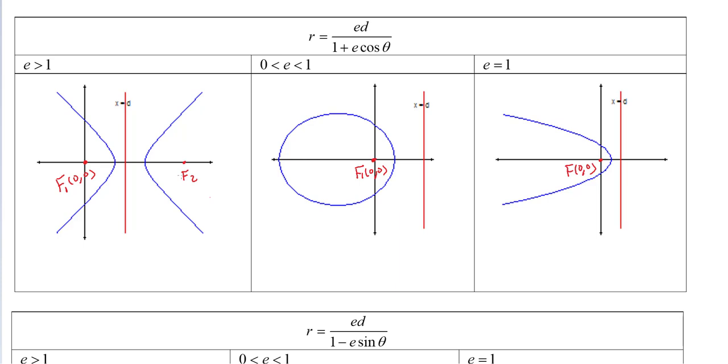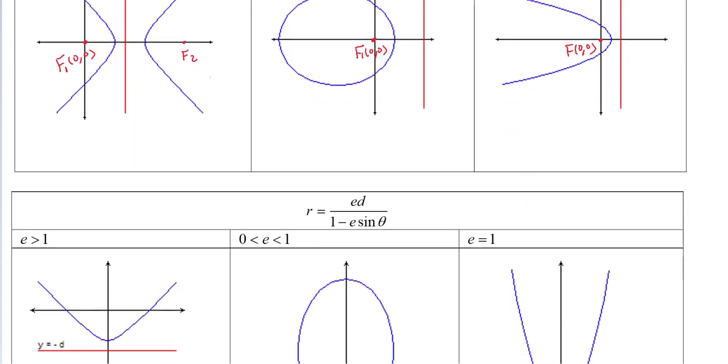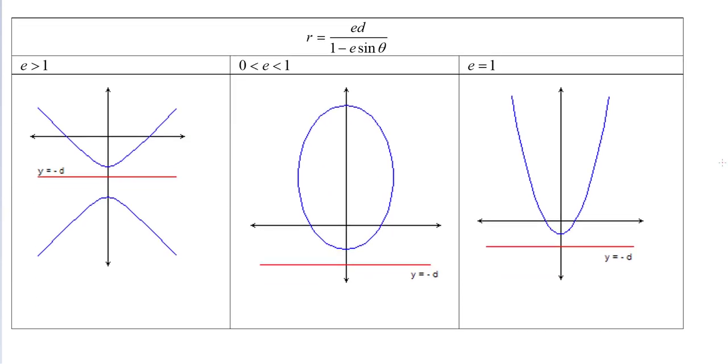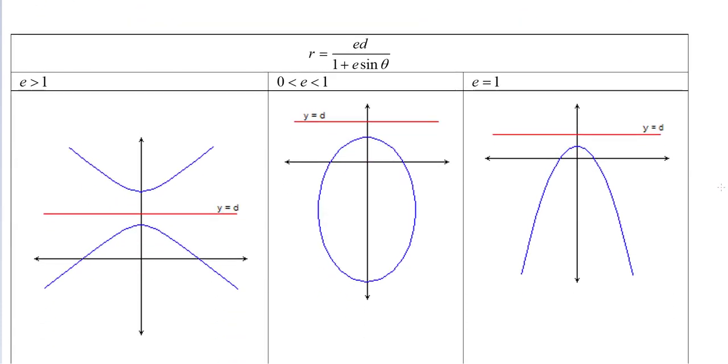And so that's dE over 1 plus E cosine theta. So they have something to do with the x-axis. Now dE over 1 minus E sine theta, it's a parabola open upward, or an ellipse elongated along the positive y-axis, or one hyperbola goes up, the other hyperbola goes downward. So the major one is open to the positive y-axis. Now, if R equals dE over 1 plus E sine theta, it's a reflection of that. So it's a parabola open downward with the focus here.